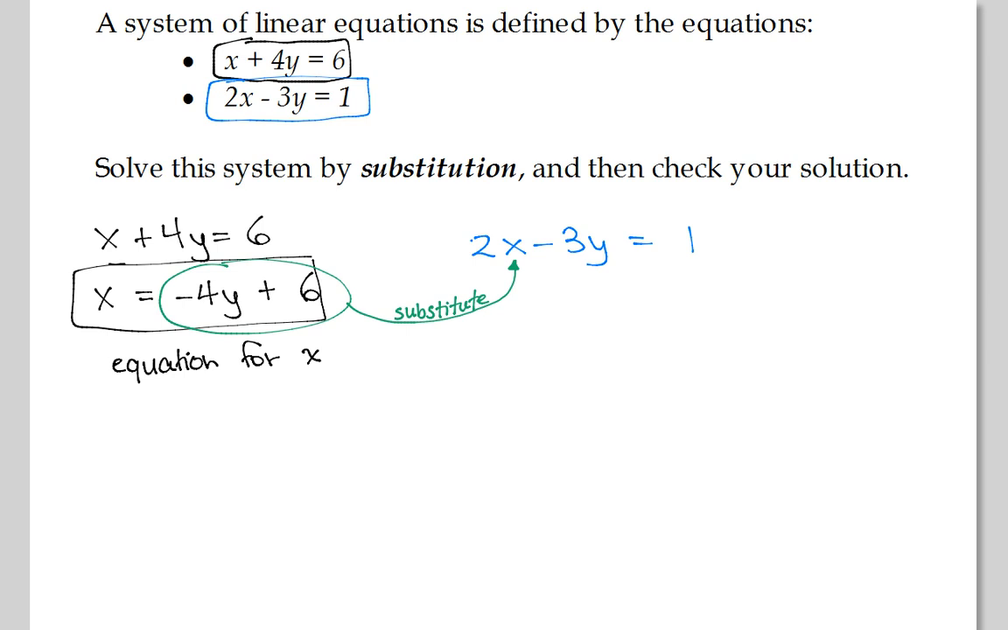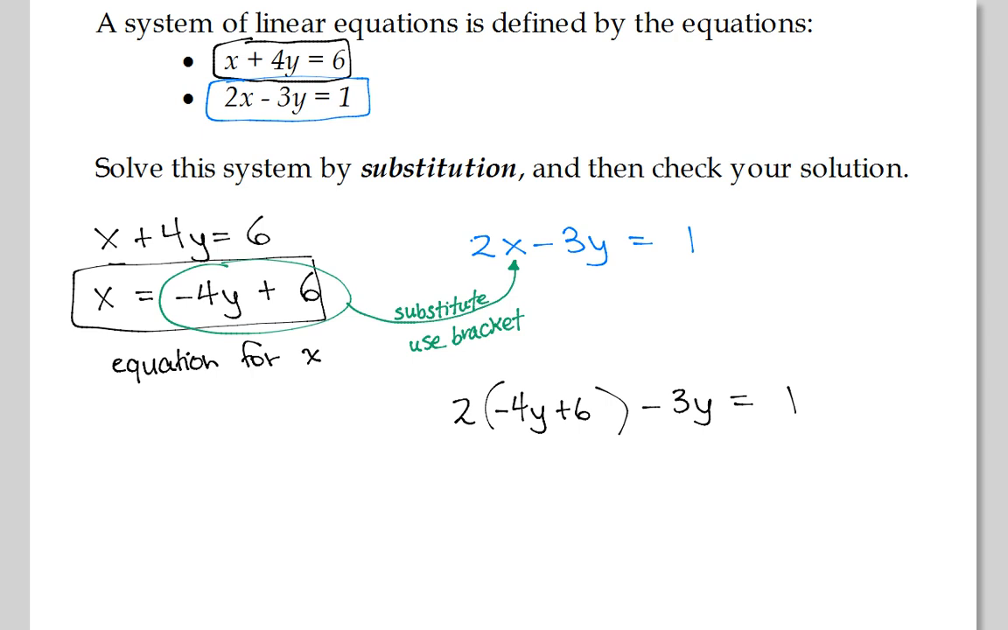Since that is an expression for x, I can replace or substitute that expression into the x in the other equation. When you substitute, guys, use a bracket. So you have 2 times x. Well, what is x? X is this thing that we're going to sub in, minus 4y plus 6. Minus 3y equals 1, finish off the equation.